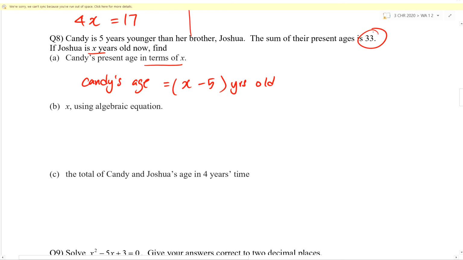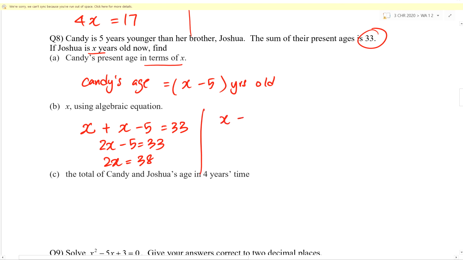Basically the two ages, you add them together, you will get 33. So the sum of the ages, Joshua is X, Candy is X minus 5. This gives us 33. So 2x minus 5 is 33. 2x, you add 5 to both sides, we get 38. So divided by 2, 19. Which means that Joshua is 19 years old.